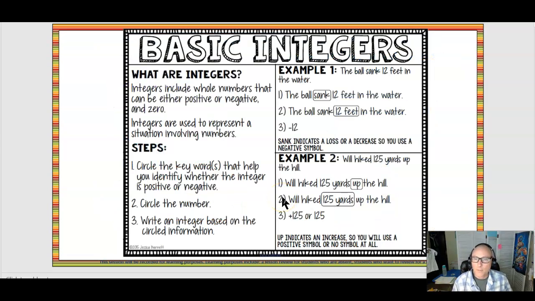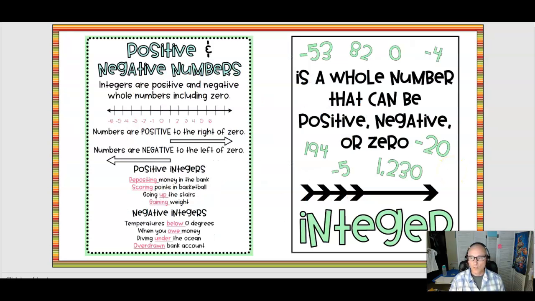All right, and here are some anchor charts for your dining and dancing pleasures. Here's one to help you out with some things perhaps. And here's another anchor chart to help you out. It's got some nice little things down here. Depositing money in the bank, scoring points, going up the stairs, gaining. Owing money when you owe somebody is a negative. Overdrawn bank account. Ooh, that's a negative. Don't do that.